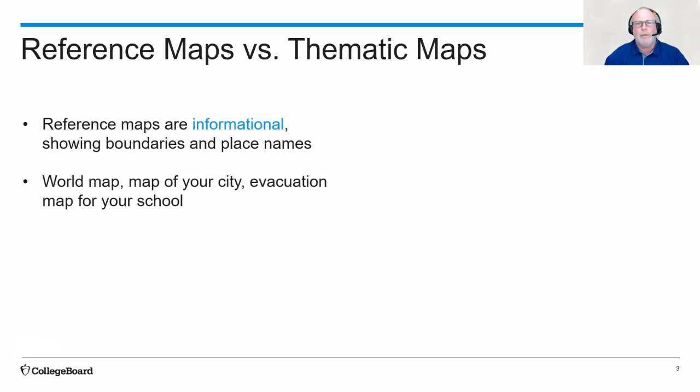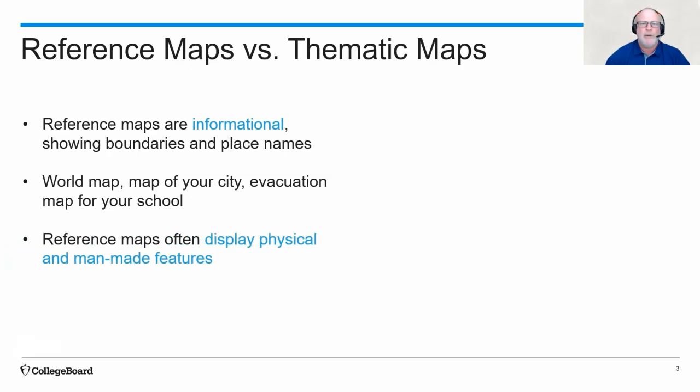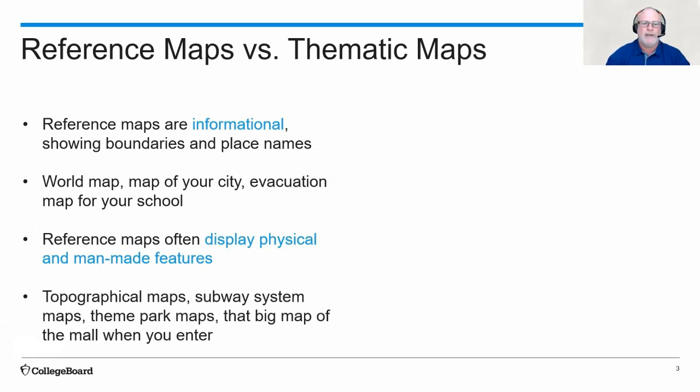You might see a world map, a map of your city, or an evacuation map of your school in case of a tornado or a fire. Those are going to be maps that provide information about physical, man-made features on the surface of the Earth. They could be topographical maps showing you elevations of mountains. It could be a subway system map so that you know which stop to get on or get off. Or when you walk into a mall and you see that big map of the mall showing you where all the stores are and certainly where the food court is.